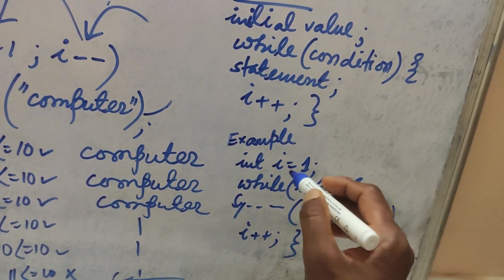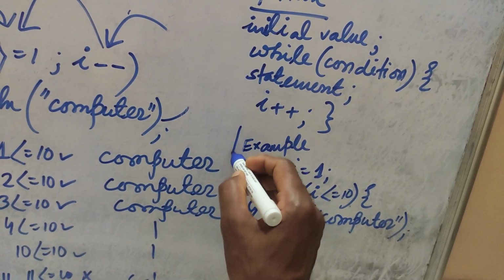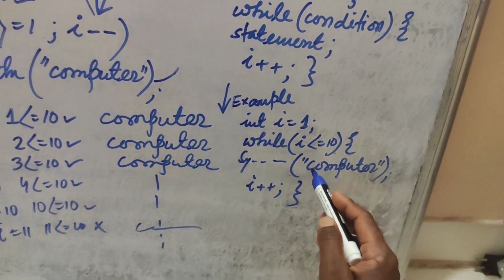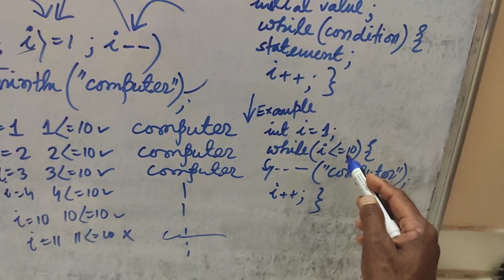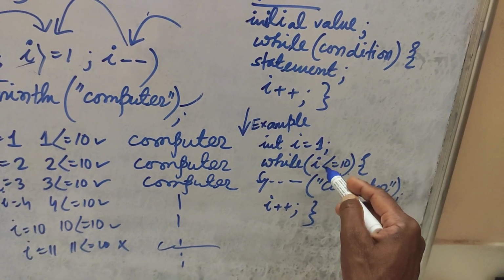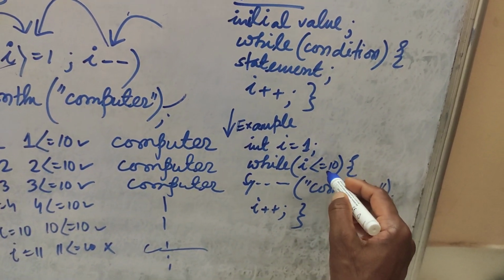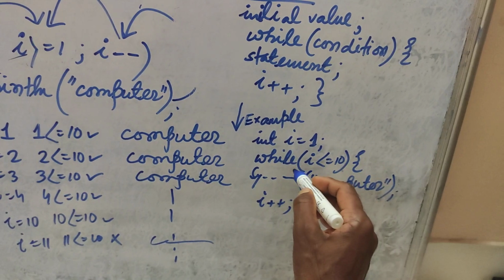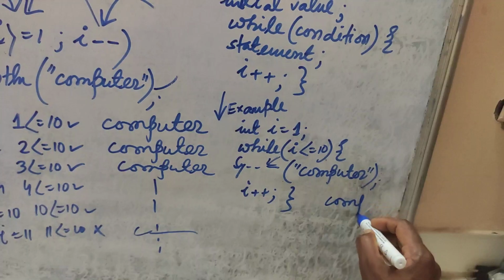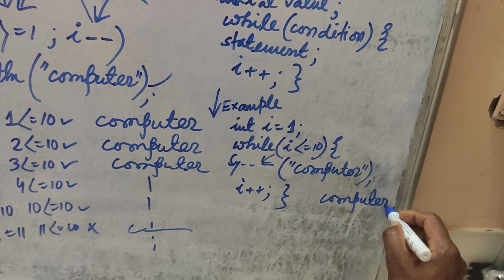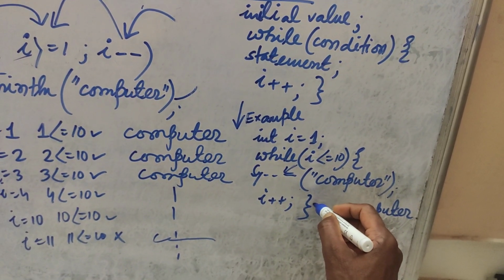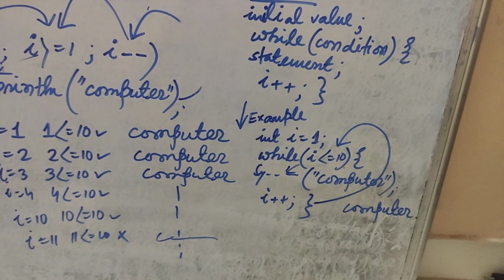See, when computer starts reading, computer executes like this. First computer reads this one, I equal to 1, then 1 less than equal to 10, true. See here the condition. If true, then body. The word computer will display on the screen. Then I plus plus, I will increase. After increasing I, it comes again to the condition.